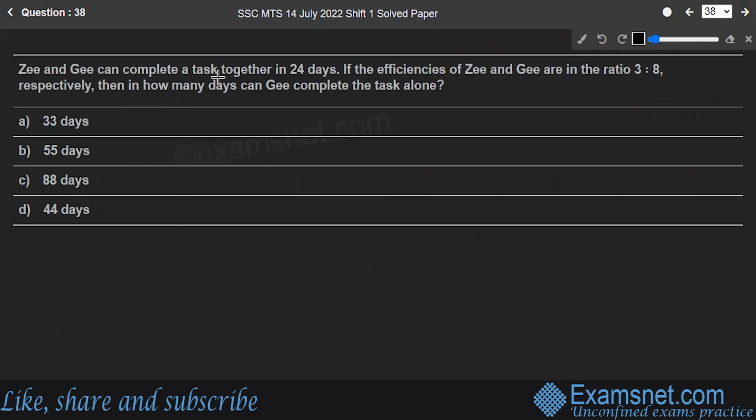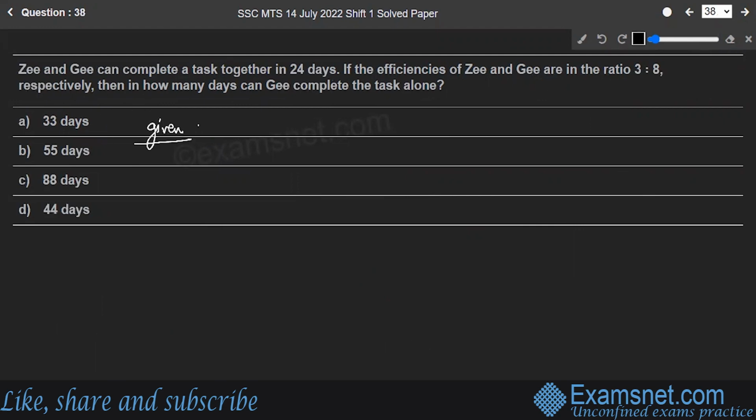Z and G can complete a task together in 24 days. If the efficiencies of Z and G are in the ratio 3:8 respectively, then how many days can G complete the task alone? Okay, so first of all, you are given, let's write down.